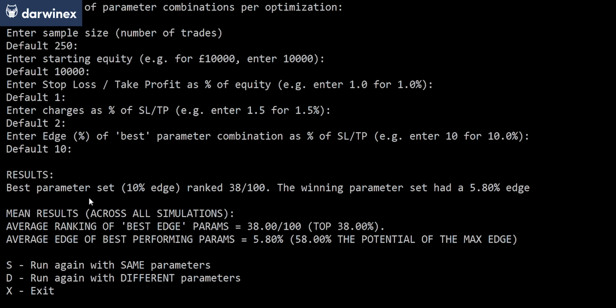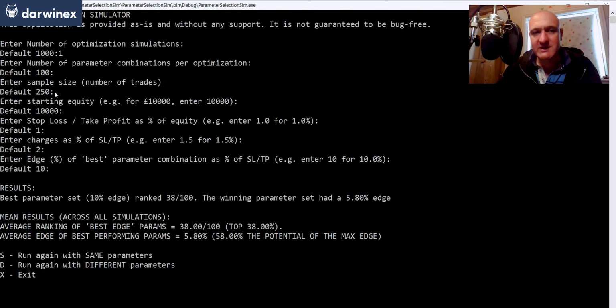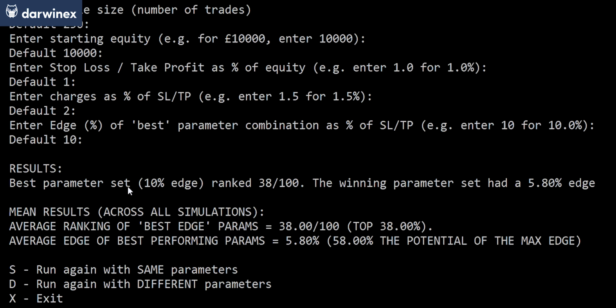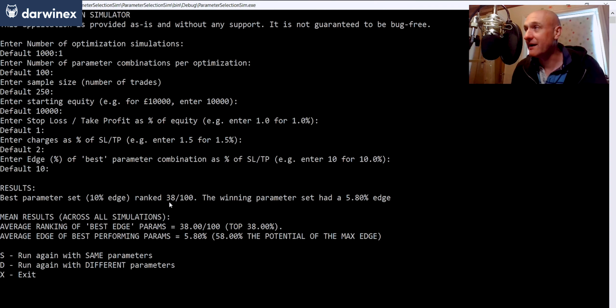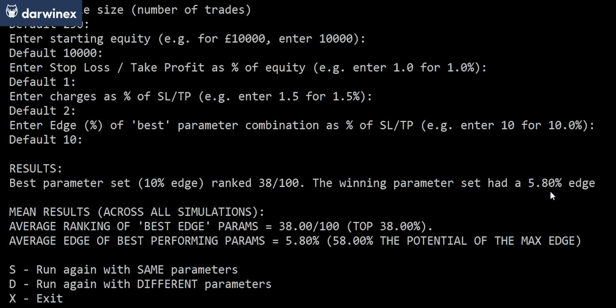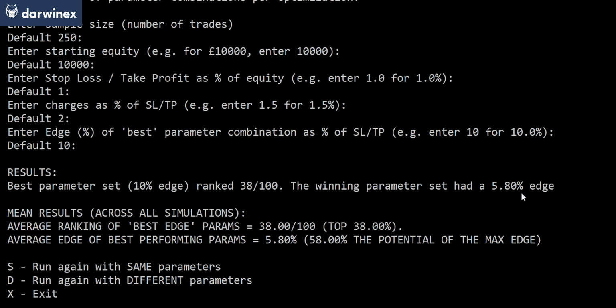So let's take a look at the results. So based on the sample size of 250, we then rank each of those parameter sets as to where they actually came from first place down to 100th place. And here you can see that the best parameter set only managed to rank, in this particular case, in 38th position. Okay. The other thing that we're interested in is knowing, well, what was the percentage edge of the parameter set that actually won in this simulation? And in this case, it was 5.8%.